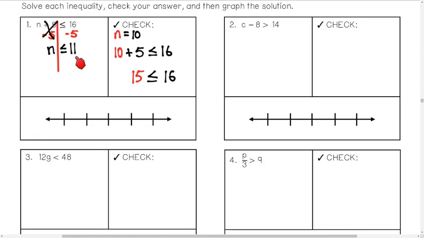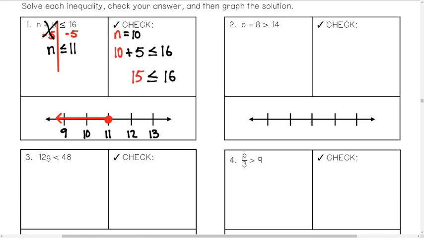I then go back to this number 11 here, and I'm going to graph that. So it's going to be a closed circle at 11, and then it's also going to be less than 11. So we already tested number 10, and 10 is to the left of 11, so that means my arrow has to go to the left.